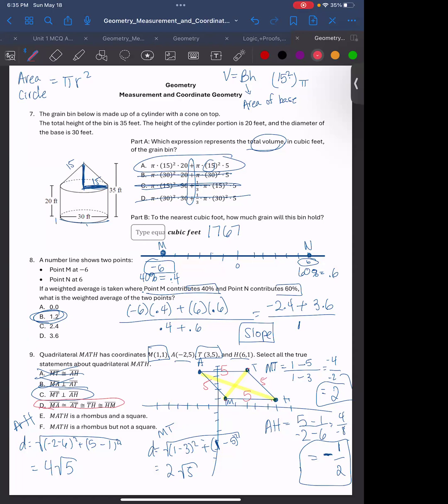Why? Because all the sides are equal. That's not what a square means. A square means that all of these are 90-degree angles. We have already said that they are not 90-degree angles. So it is a rhombus, but not a square.